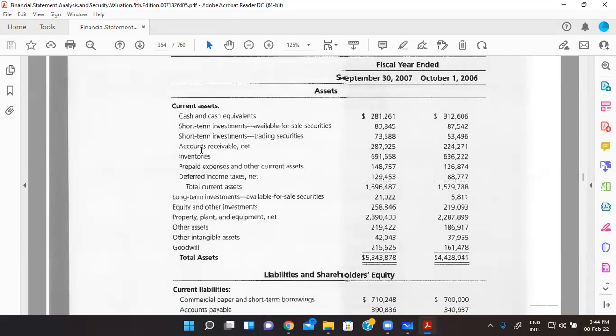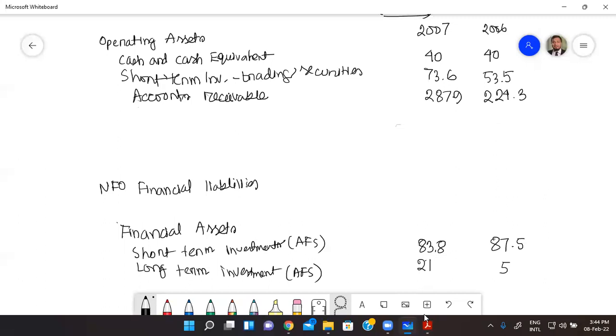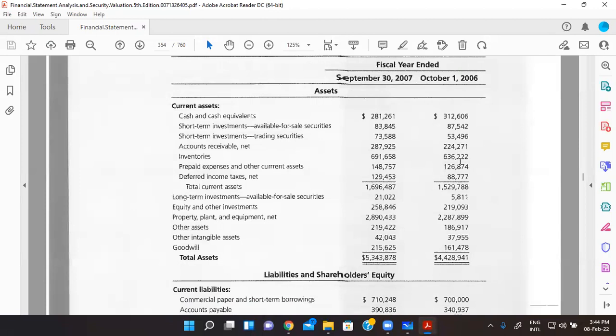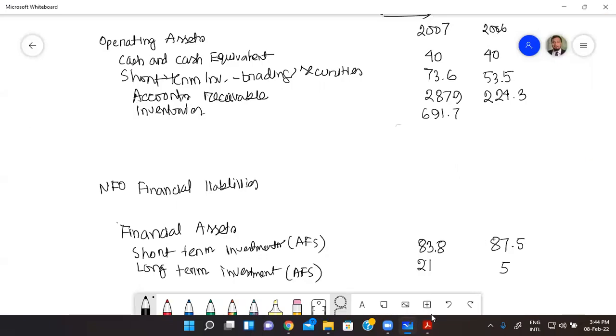Inventories. Inventories is an operating item. There should be no ambiguity. Inventories is 691.7 here. Then in the next year, 2006, it was 636.2.